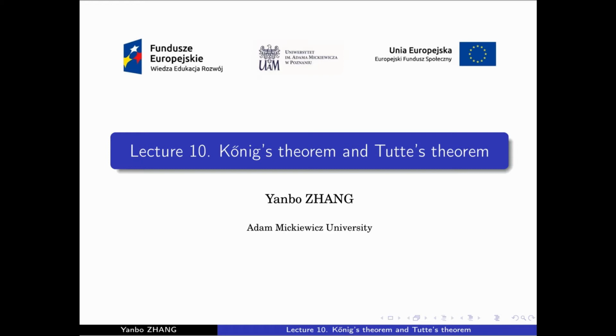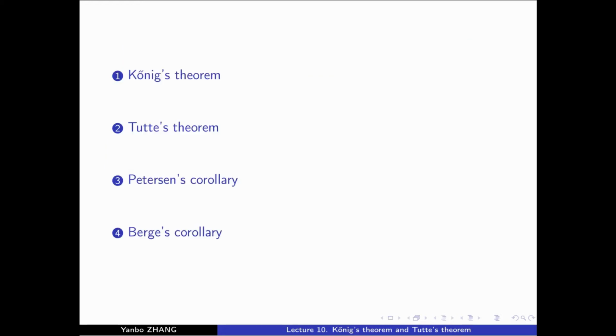In this lecture, we'll learn Kőnig theorem and Tutte theorem. There are 4 parts in this lecture: Kőnig theorem, Tutte theorem, and 2 corollaries of Tutte theorem, Peterson's corollary and Bird's corollary.